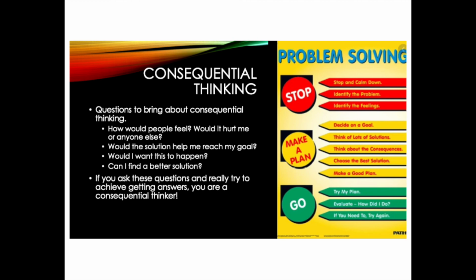So again, how would people feel? Would it hurt me or anyone else? Another question is, would the solution help me reach my goal? Next, would I want this to happen? And finally, can I find a better solution? So if all those answers get you to where you think you can go ahead with that behavior, great. If not, you'll just rework it, right? That's a part of the process. And then finally, if you're using these questions when you are trying to resolve something, you are a consequential thinker.